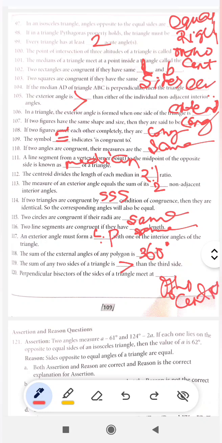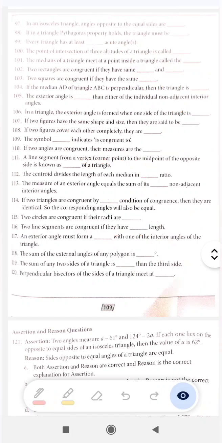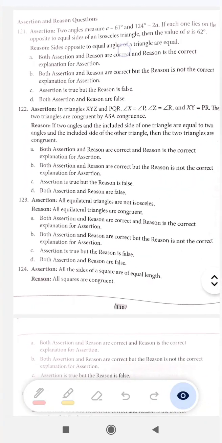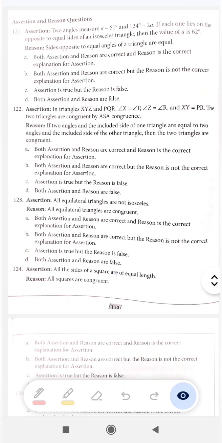Then okay, so we have already finished this much of questions. Now let's come to the assertion and reasoning questions. Let's go to the next page. About 20 questions are there in assertion and reasoning, so mindfully we have to do that. Let's start. Assertion: two angles measure a minus 61 and 124 degree minus 2a.